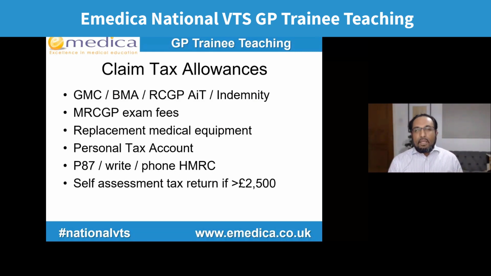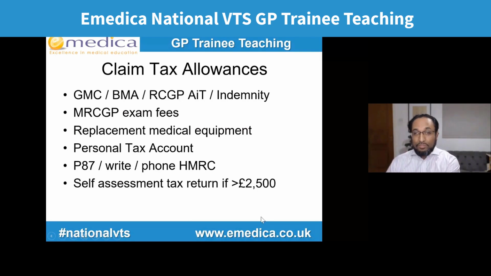Or if you're going to be claiming less than £2,500 worth of expenses, then you can either fill in a form called Form P87, or you can just write to HMRC or just phone them. They're really helpful. Tell them, look, this is my national insurance number, so they can locate your tax account. Tell them what you're trying to claim for, and they'll help you how to do it. If you're going to claim for more than £2,500 worth in one tax year, which very few of you are going to do, sometimes it happens in the final year, then you need to fill in a self-assessment tax return. You can't just do that on the P87 if it's above £2,500.